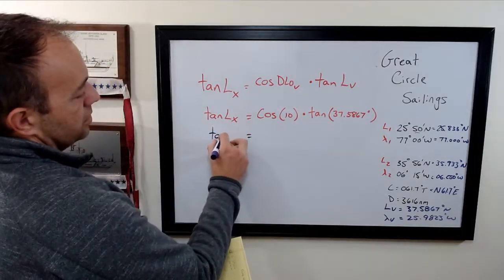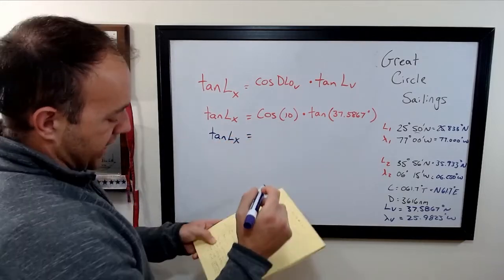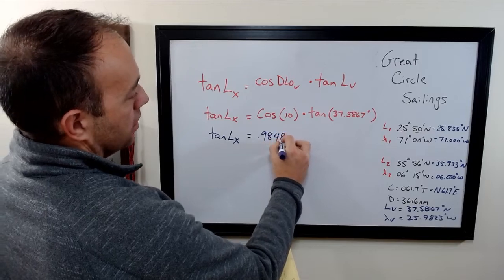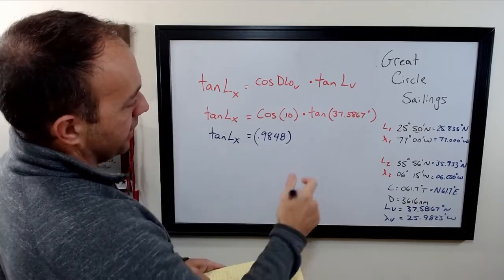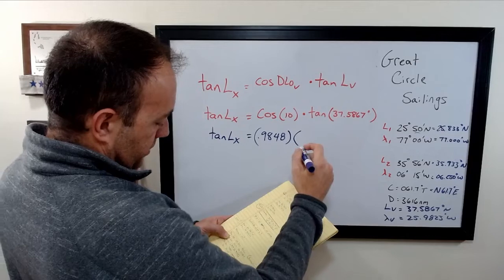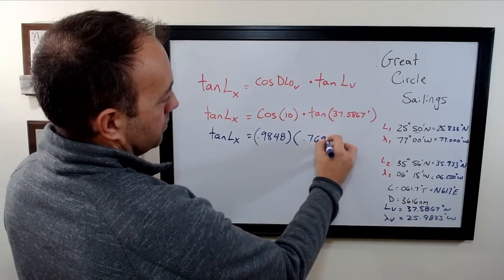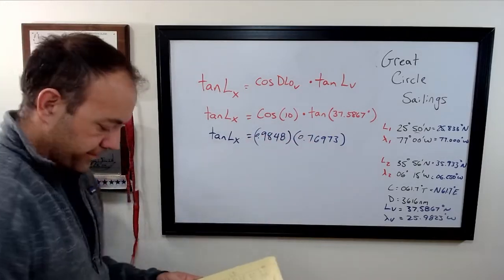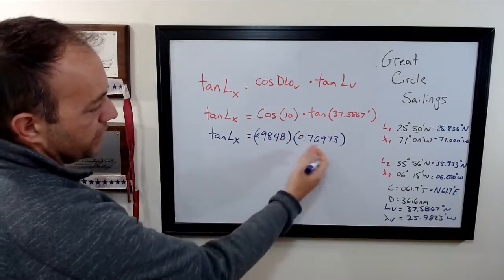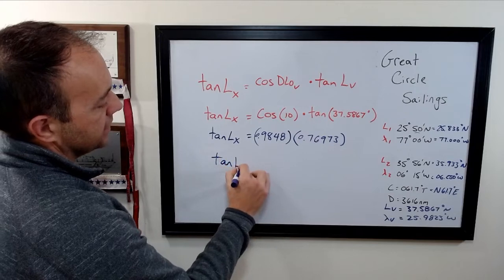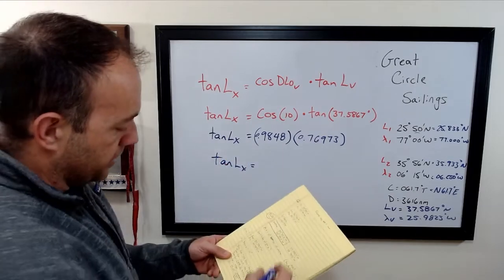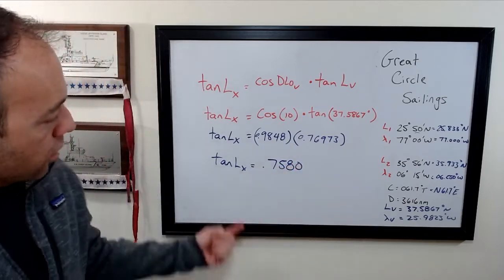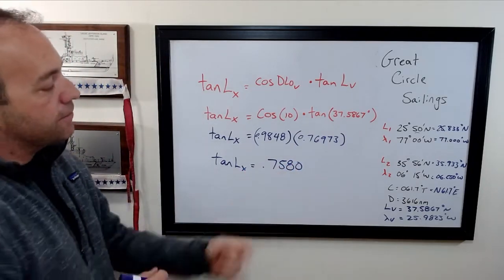So tangent of latitude of the position X is equal to 0.9848. Just ran that through the calculator. And then 0.7697. All right, and so we multiply these two together. Tangent of the latitude of position X is going to be equal to 0.7580. And just like before, what we need to do here is we need to take the inverse tangent of this.